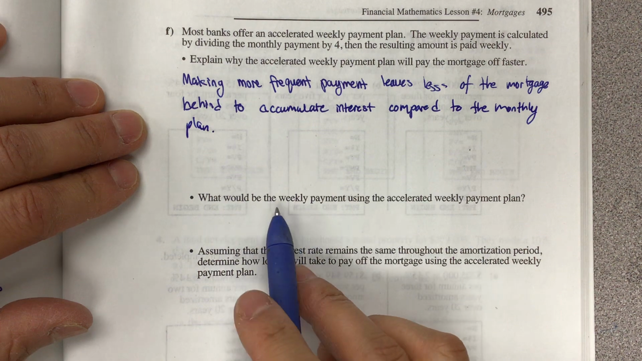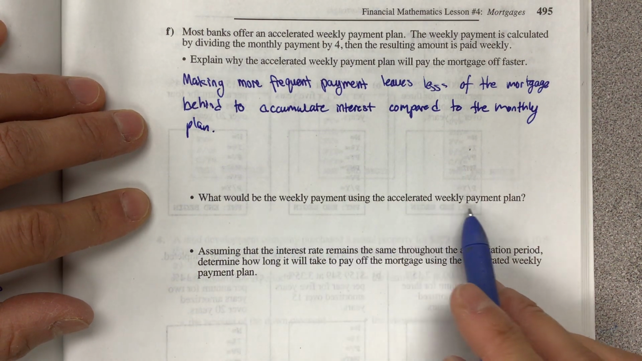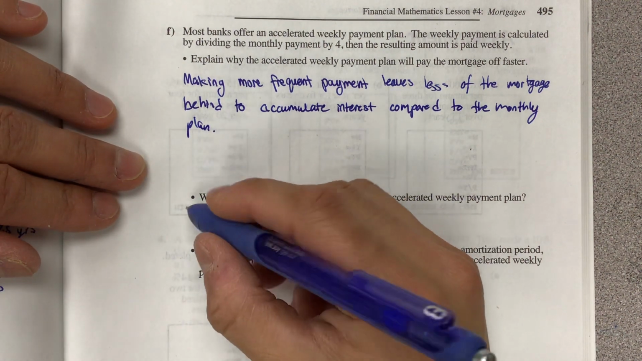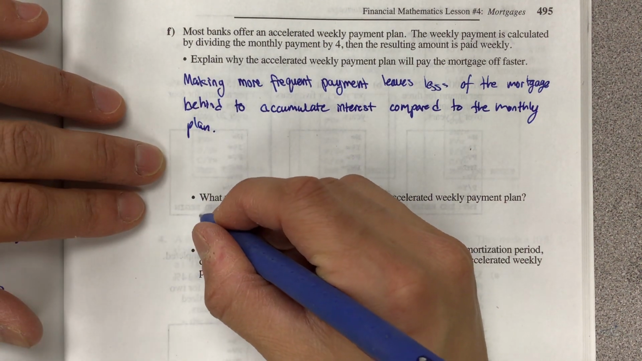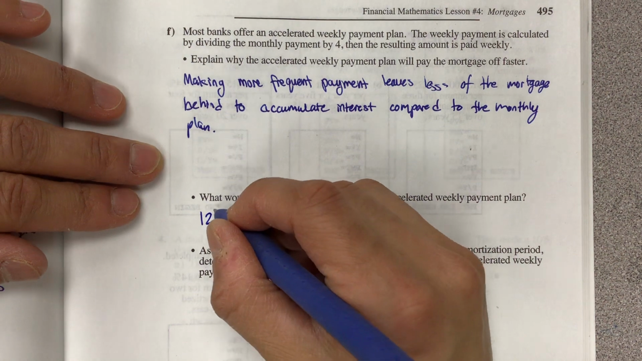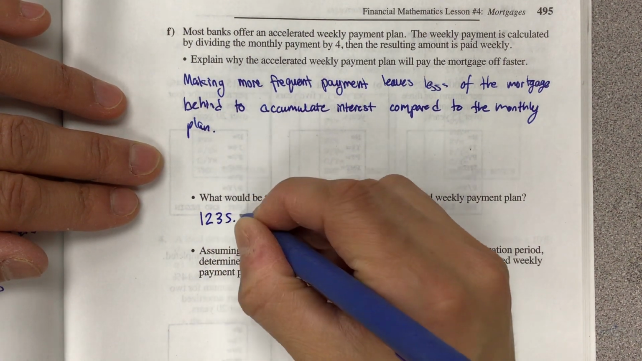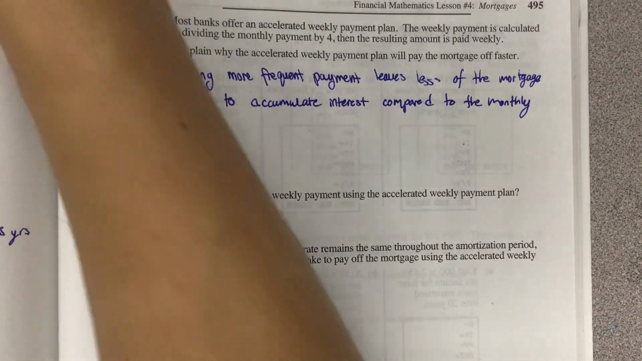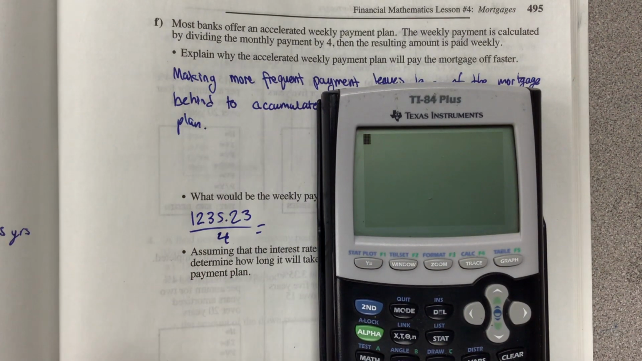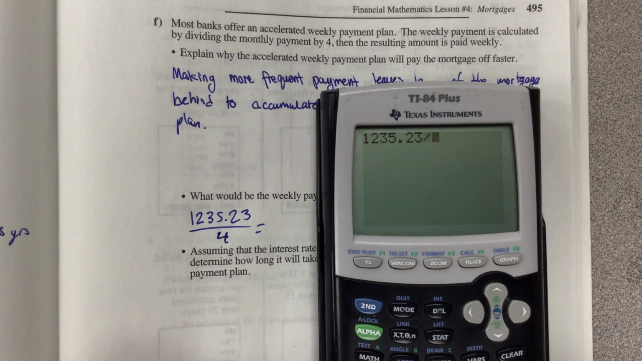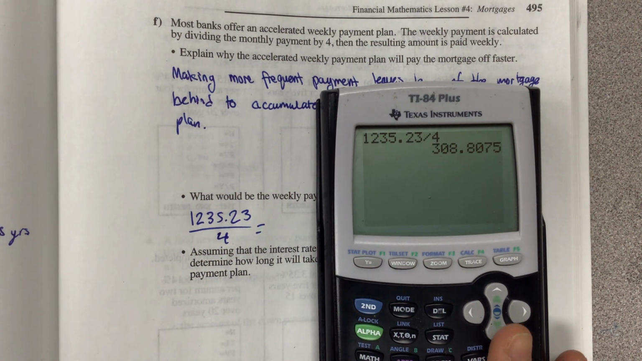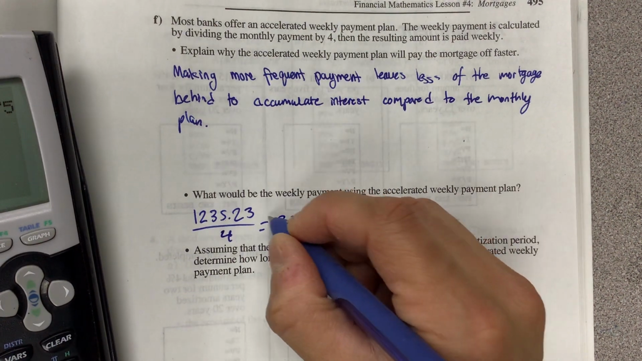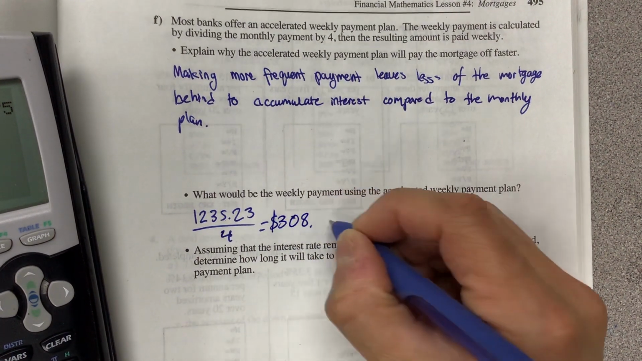What would be the payment using the accelerated weekly payment plan? If we use the accelerated payment plan, we have $1,235.23 divided by 4. So the weekly payment would be $308.81.